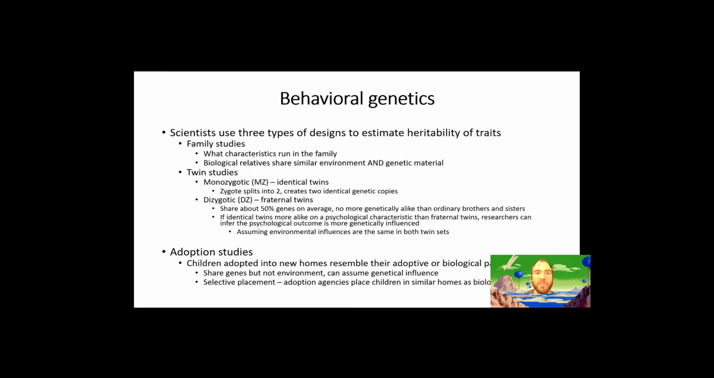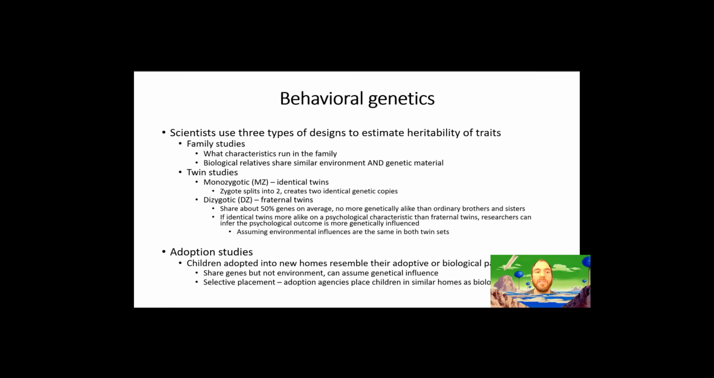Okay, continuing on behavioral genetics, scientists use three types of designs to estimate heritability in traits: family studies, twin studies, and adoption studies. So starting with family studies, what characteristics run in the family? Biological relatives share environmental and genetic material that are the same. So you live in the same house, and you're related to X percentage to your brother or sister.